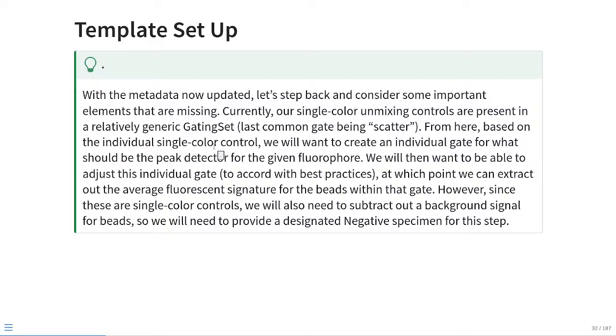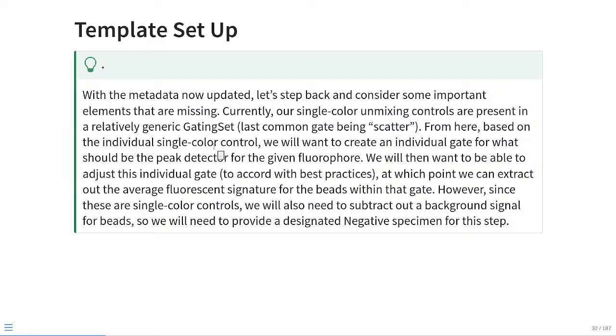We will also want to make sure that we're able to adjust the individual gate that is created in order to accord with the best practices that we as a field have come up with when it comes to single color controls, so that when we're happy with the individual gates placed for the peak detectors of each fluorophore, we can then extract out the cells or the beads contained within that gate, and then do very similar steps to what we saw last time with week 12 material to actually subtract out the background and derive the actual signature, so that we are able to use it.